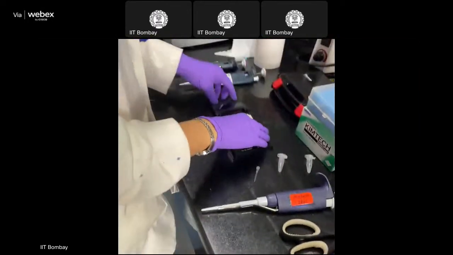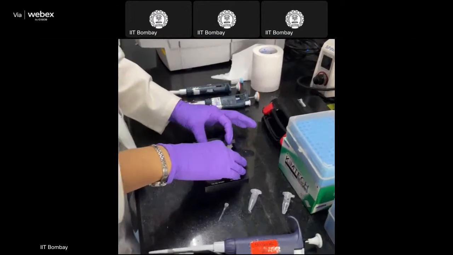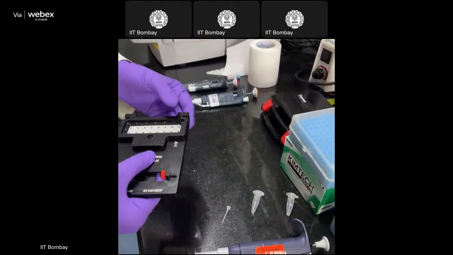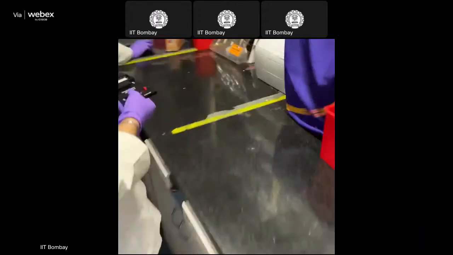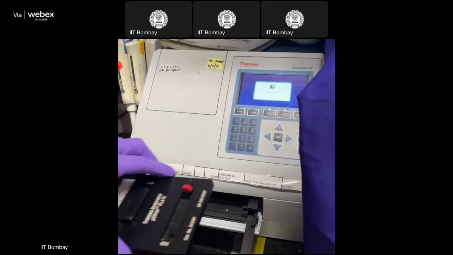Before adding the samples, you should be sure that you have cleaned the plate. We have cleaned the plate earlier, just for the demo purpose. So now these are the samples, and now I will take you to the spectrophotometer. So this is our spectrophotometer called Multiskan.